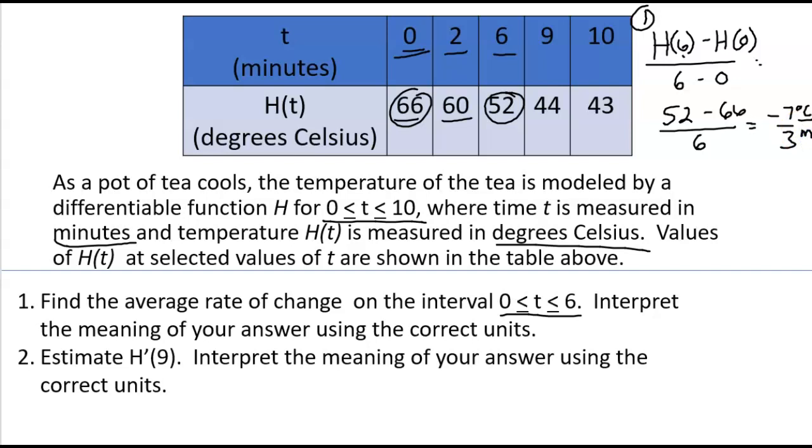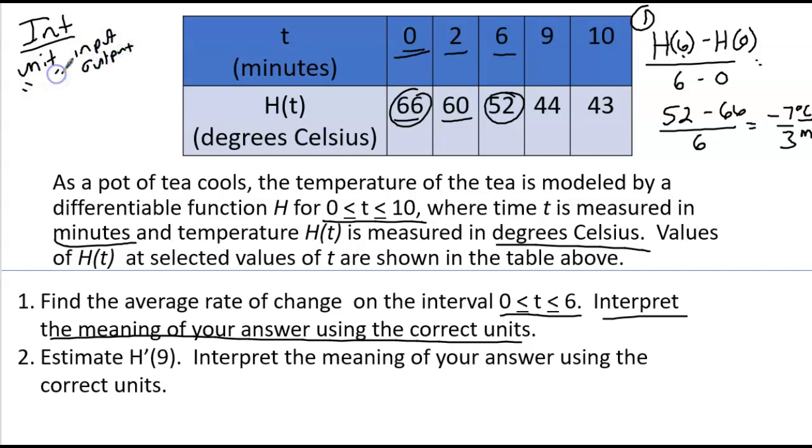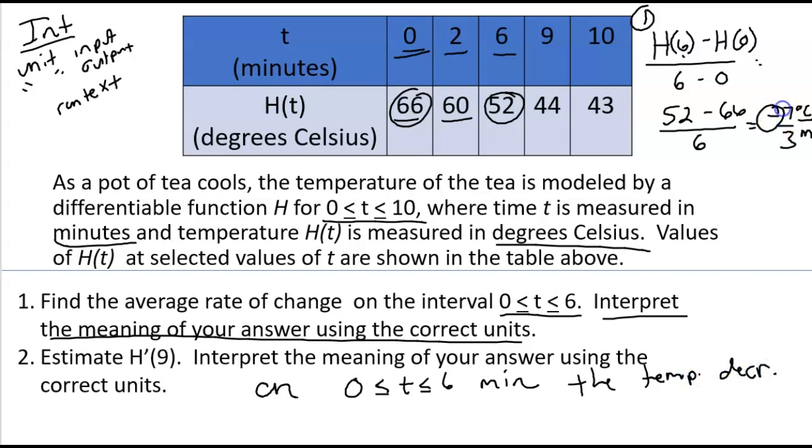So what this means is, because they do want us to interpret it, remember, when you do an interpretation, you have to include three things. Interpretations need to include units of your input, units of the output, and the context of the problem. Okay, and so this interpretation is going to be, I think I'll need a little more space than that actually, on the interval the temperature decreases. Now, how do I know it decreases? Because of that negative. Decreases 7/3 degrees Celsius per minute.